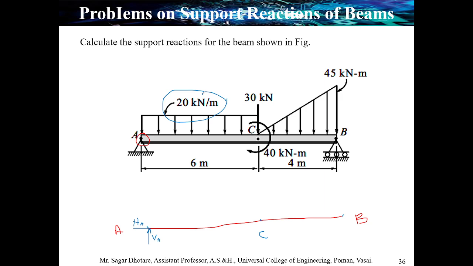We can make this UDL into a single point force by calculating its magnitude. How can we calculate the magnitude? W into L, W into L. So 20 kilonewton multiplied by 6 is 120. So the magnitude of the single force is equal to 120 kilonewton.